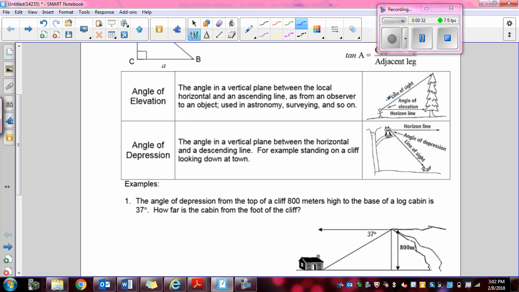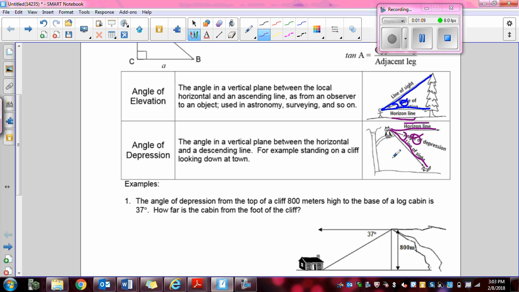The angle of elevation, when somebody is looking up, is between the line of sight, an ascending line, and always the horizontal line. So this is my angle of elevation, going up. Depression means going down. Also, it's between the line of sight and the horizontal line again. You see that horizontal line is in both. So this is the angle of depression, when we're looking down.